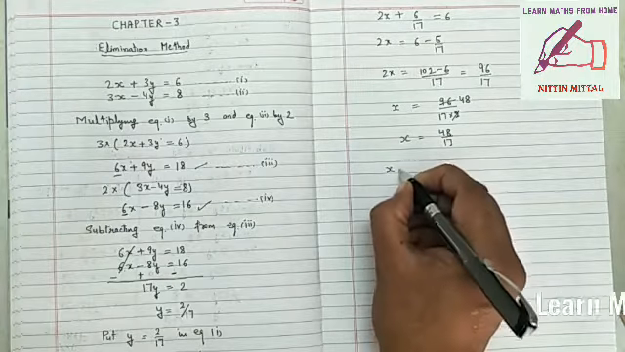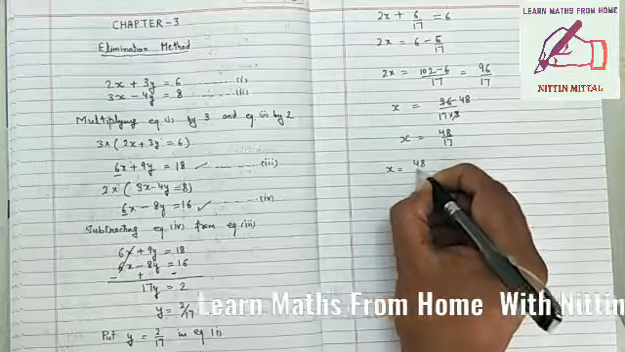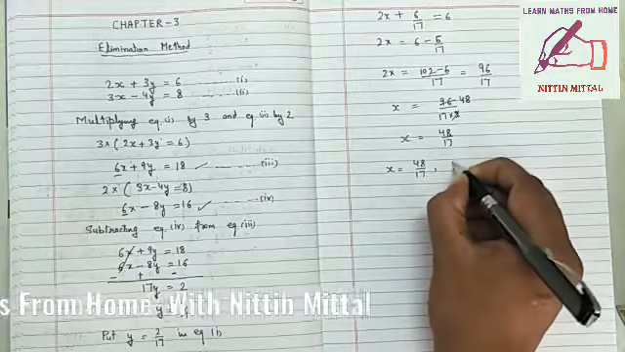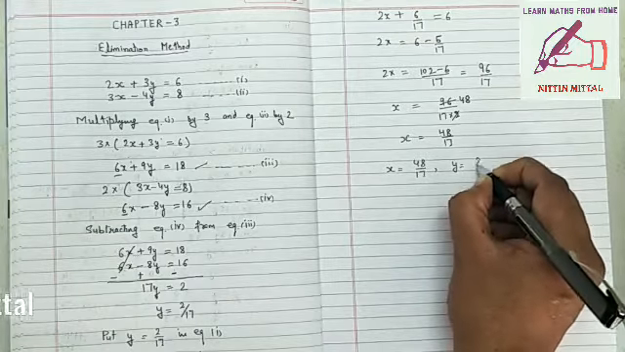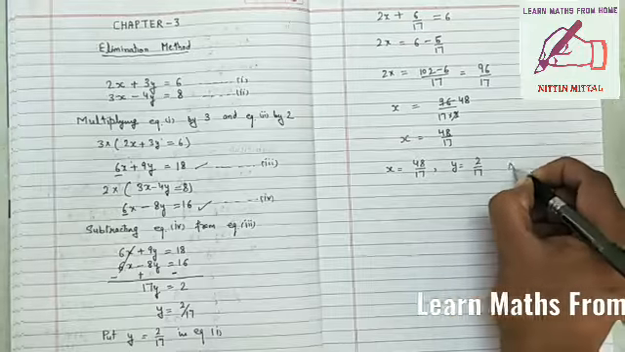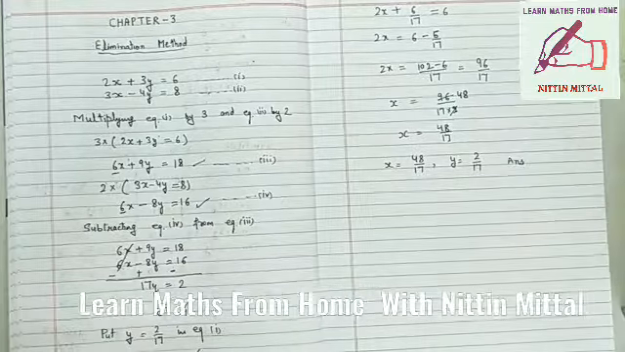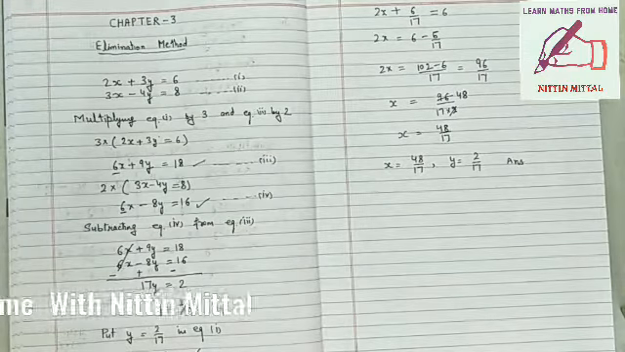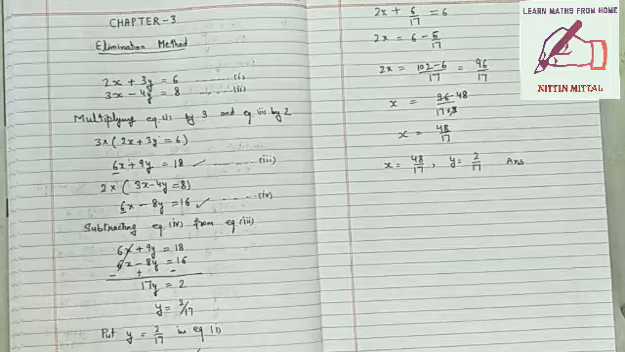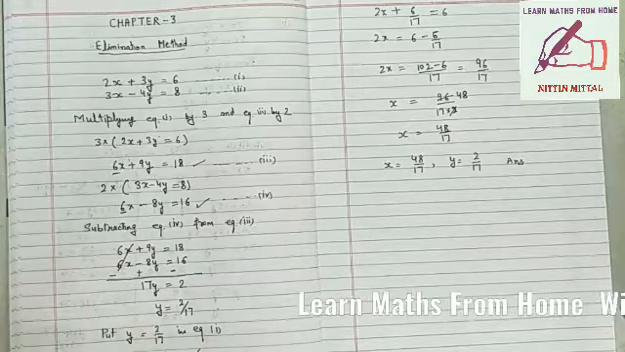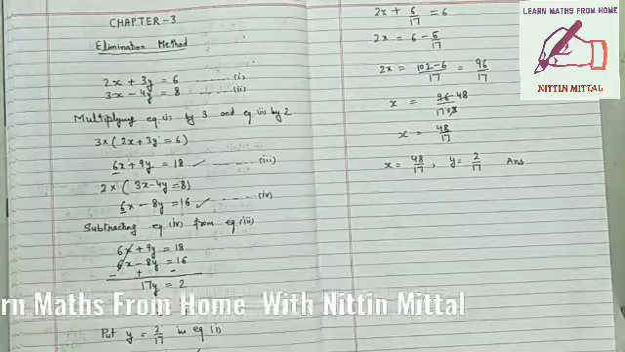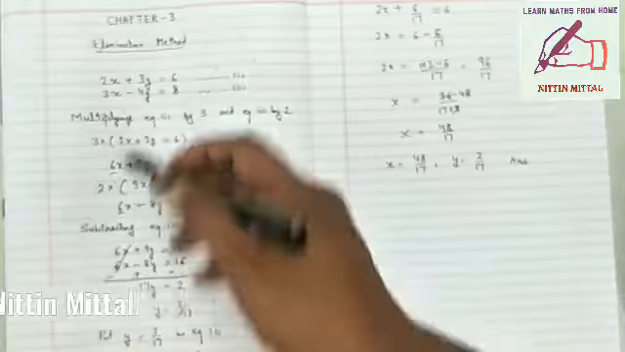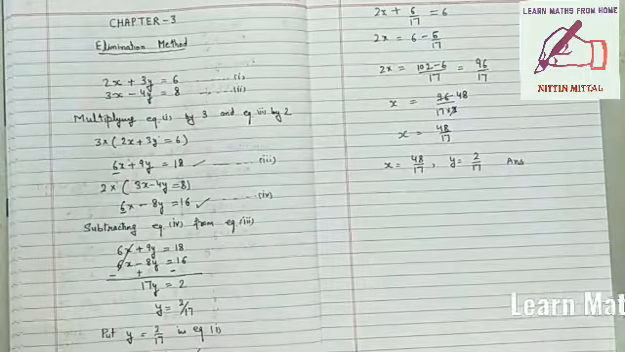Now we can write the answer again. 48 over 17 comma y will be 2 over 17, answer. Now here we got the solution. This is elimination method. This is how we have to do. Now students, in this particular example, we have eliminated x.